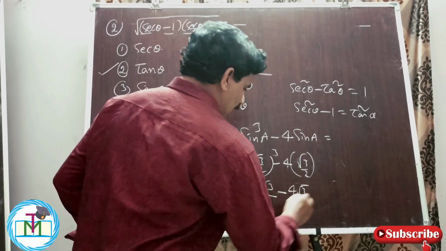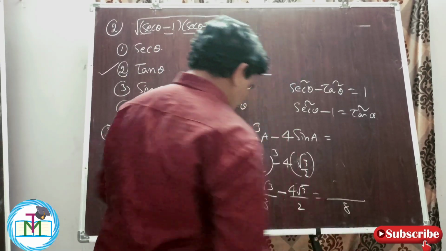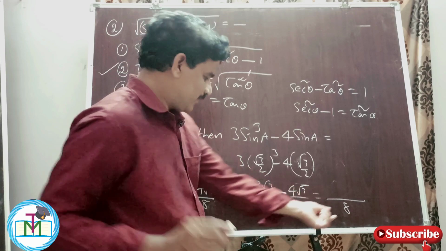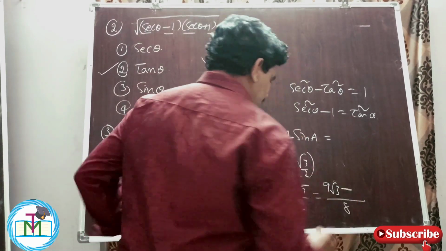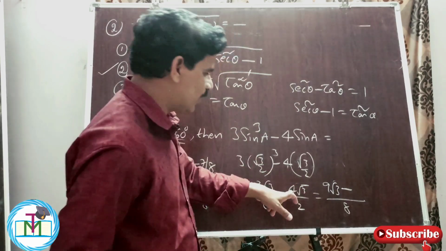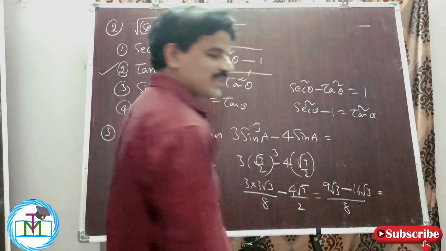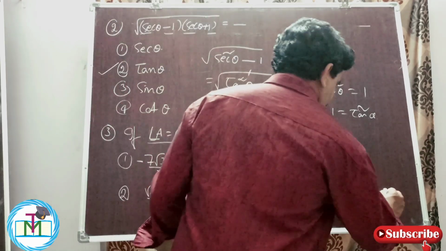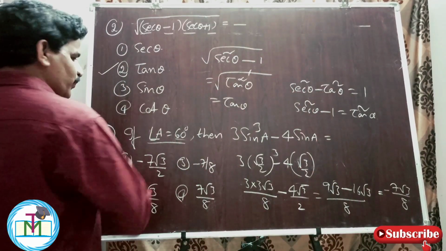Minus 4 root 3 by 2. I take LCM 8. 8 goes into 8 one time, so 3 into 3, 9 root 3. Minus, 2 goes 4 times in 8, so 4 into 4, 16 root 3. 9 minus 16 is minus 7. Minus 7 root 3 by 8. Option 1 is the right answer.